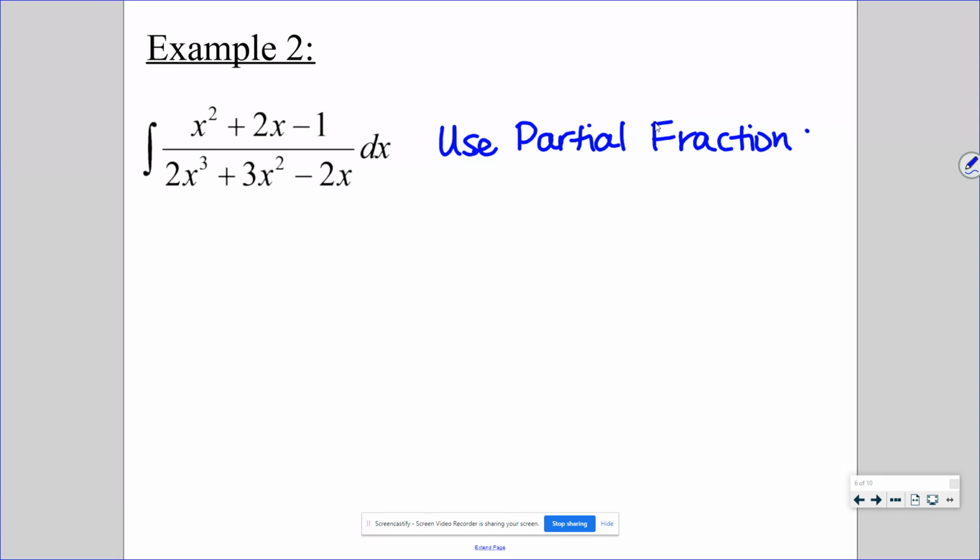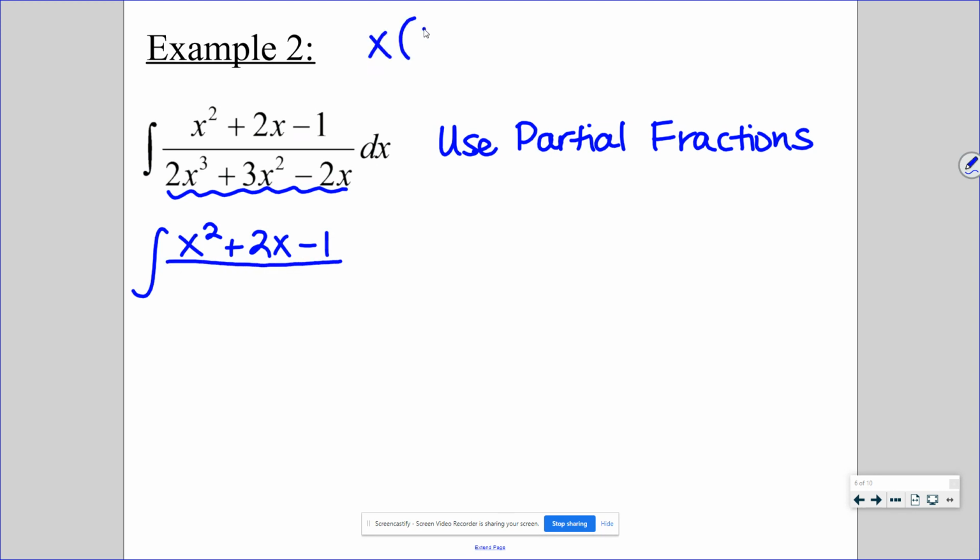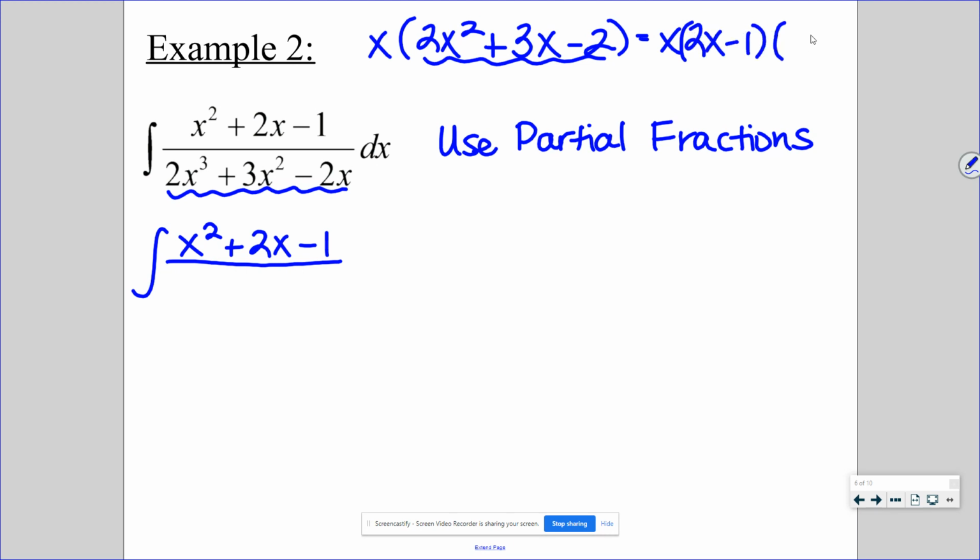Okay. First thing I want you to do is factor the denominator down as far as you can. So let's see. I think I can take out an x. I'm going to go up here and do this. I can take out an x. And I can factor this trinomial even further. That would be 2x minus 1 and x plus 2. So I've got it factored down.